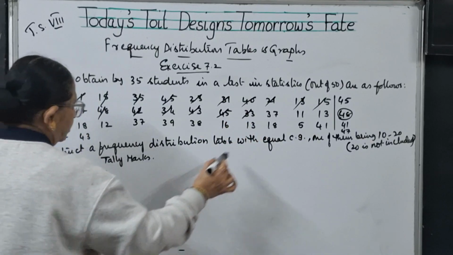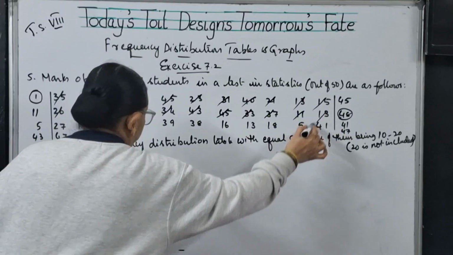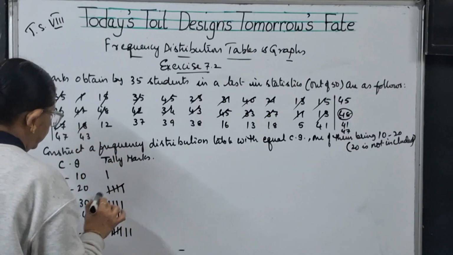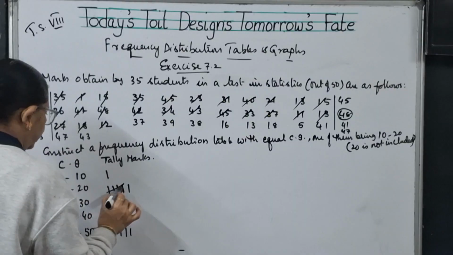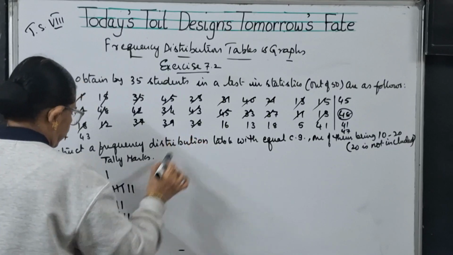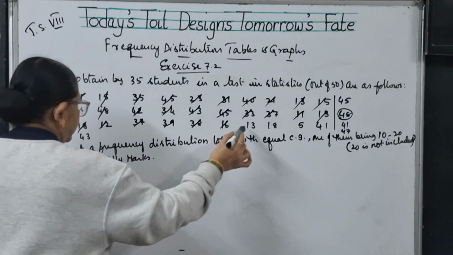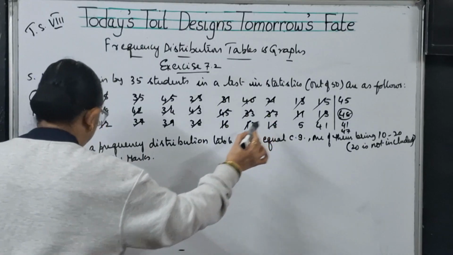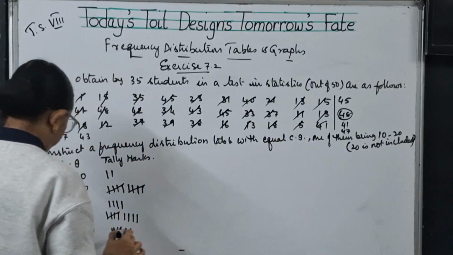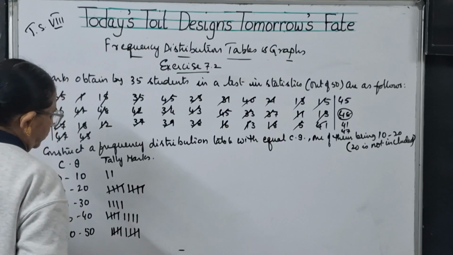33 here, 5, 37 will be here, 11 will be here, 13 here, 27 here, 18 here, sorry children, 12 here, 37 here, 39 here, 38 here, 16 here, sorry children, 13 here, 18 here, once again 5 will come here, 41 here, 47 here, 43 here. So the tally marks I have written.